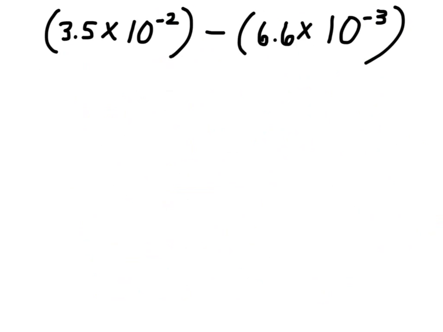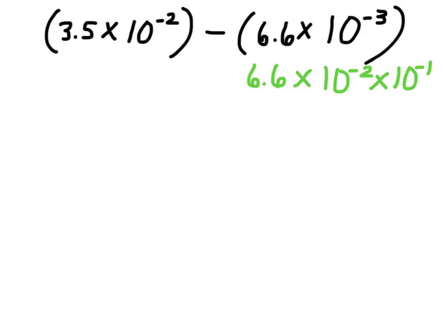Okay, so I have to think, which one of these could I rewrite so that it had the other one in it? Okay, now in this case, I'm going to try to rewrite this so it has a 10 to the negative 2 in it. Now watch what I do. I'm going to do 6.6 times 10 to the negative 2 times 10 to the negative 1.